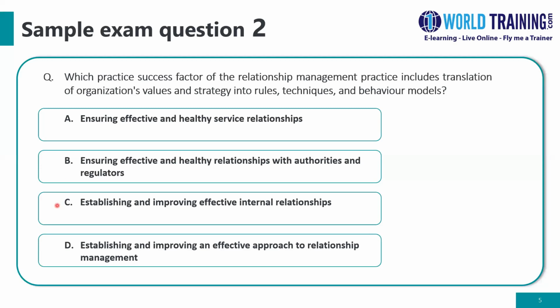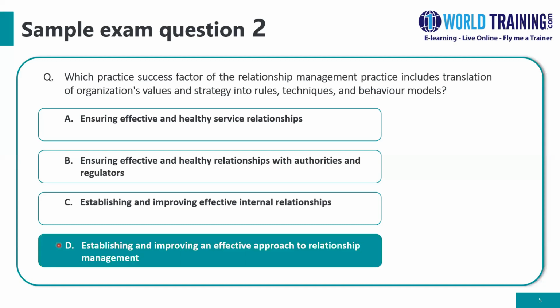And option C, establishing and improving effective internal relationships. Again, this is about the PSF related to the healthy relationships within the organization. Therefore, D could be the one. Establishing and improving an effective approach to relationship management. This would be correct because this approach focuses and ensures that these principles, the values and principles which are part of the approach, are translated into effective techniques, rules, and behavior patterns that are adopted and practiced by everyone within the organization. Therefore, D would be the correct answer.